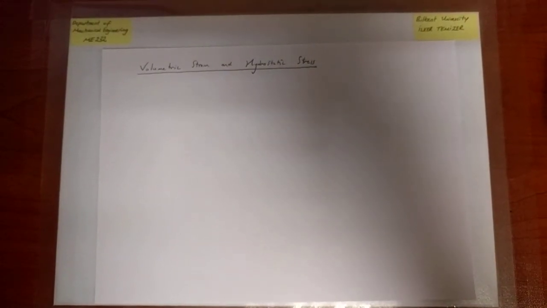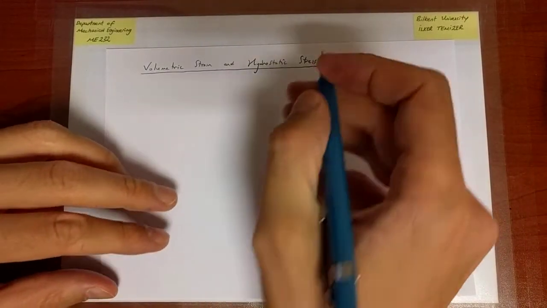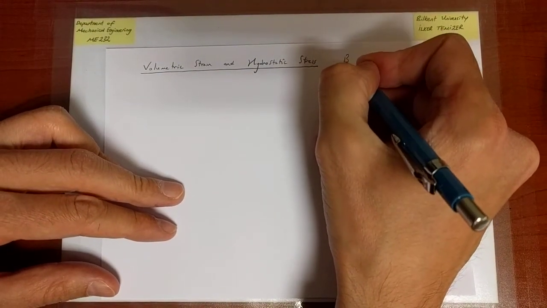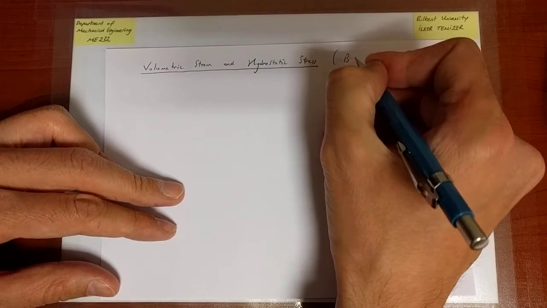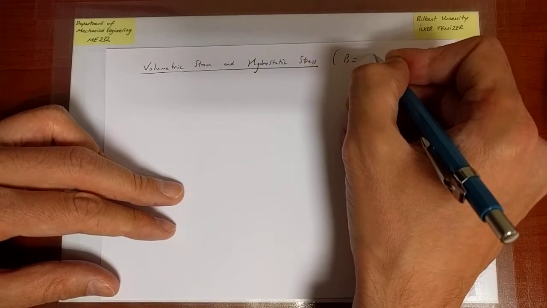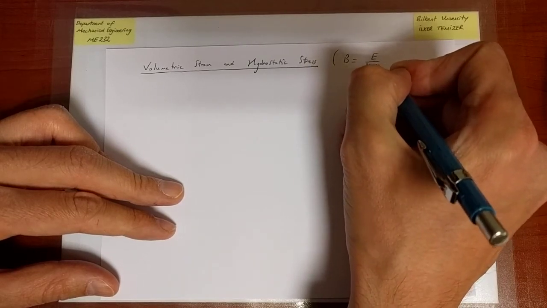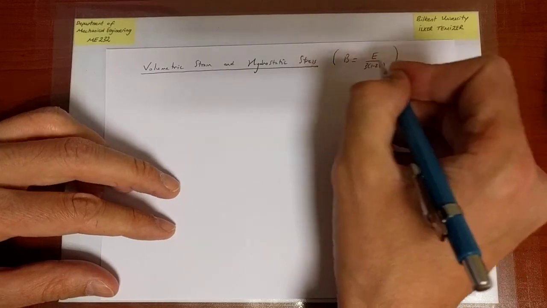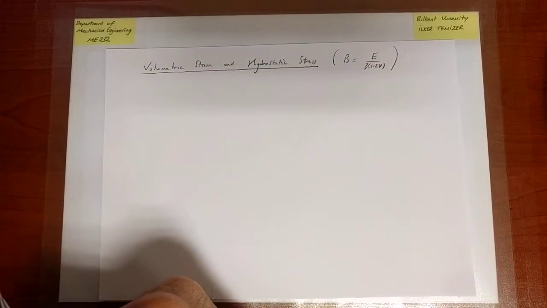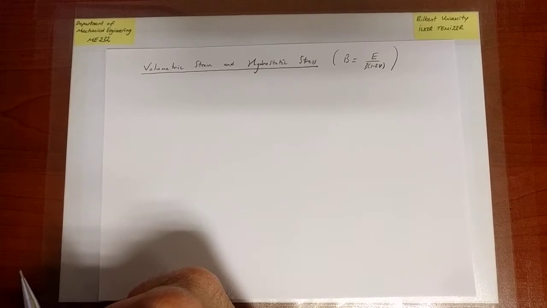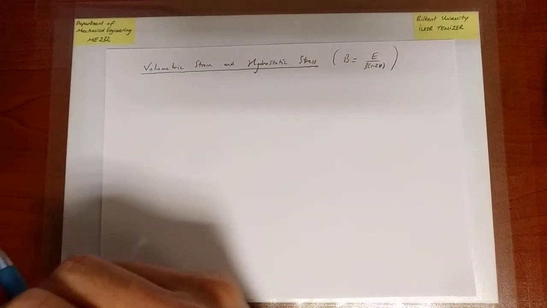So what we would like to do is derive the expression for the bulk modulus in terms of the Young's modulus and the Poisson ratio, and that relation was B equals E over 3(1 minus 2 nu). I know that any elastic constant can be expressed in terms of any other two for the case of isotropic linear elasticity, in this case B in terms of E and nu.